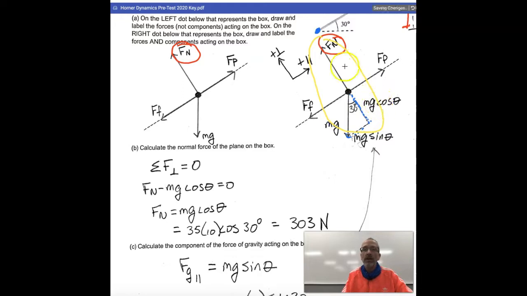mg cosine of the angle and Fn. Notice mg sine of the angle is going down the incline. So I'm going to erase that for just a second. I'm going to try to do this a little closer. And so this one, there's your two things that you need to worry about.